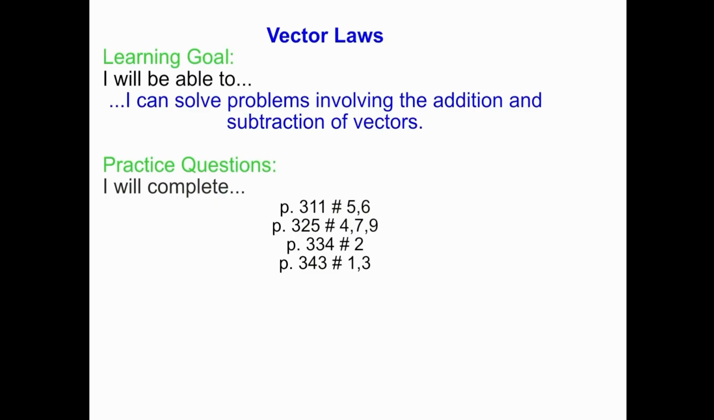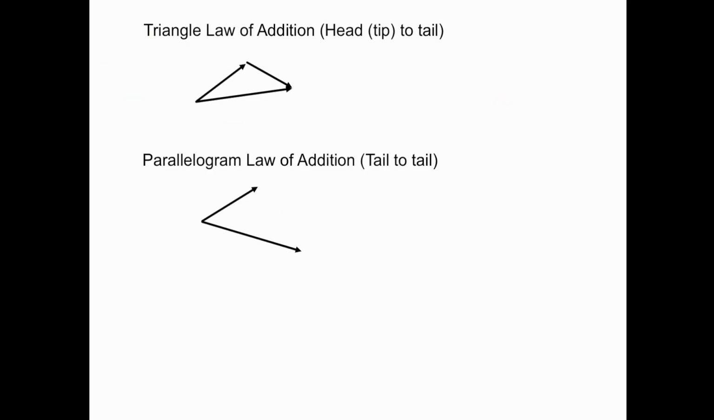When you add vectors, you're building a path. When you subtract vectors, you're finding the difference between motions. Your goal by the end of this lesson will be able to solve problems involving the addition and subtraction of vectors. So there's two different ways that we can add vectors.